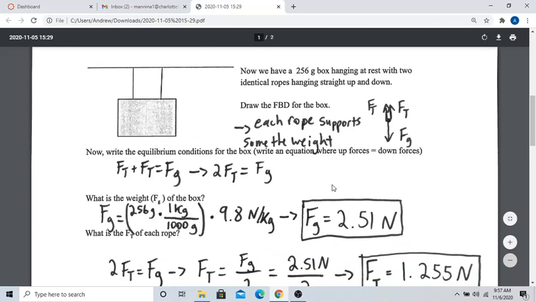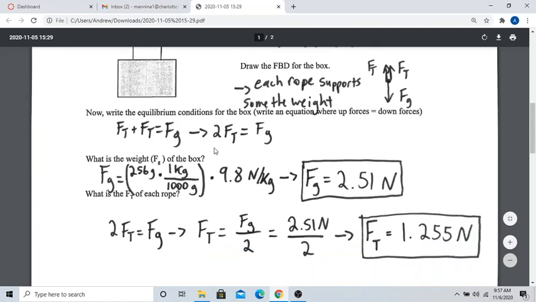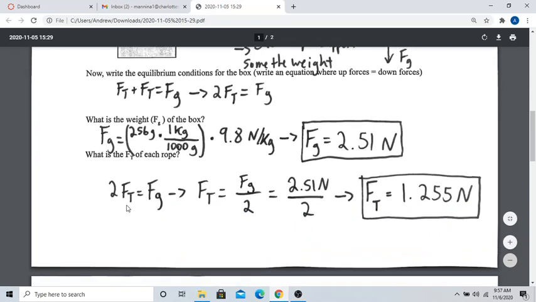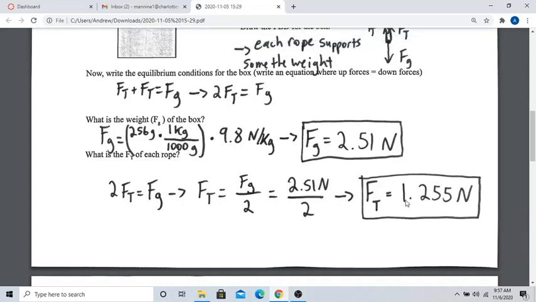Now, we know Fg, which means now we can use it in our balancing conditions to figure out the tension as well. So we know that 2 times the force of tension equals the weight of the box, which means the force of tension is just equal to the weight of the box cut in half. So go through 2.51 newtons divided by 2. The force of tension in each rope is going to be about 1.255 newtons.